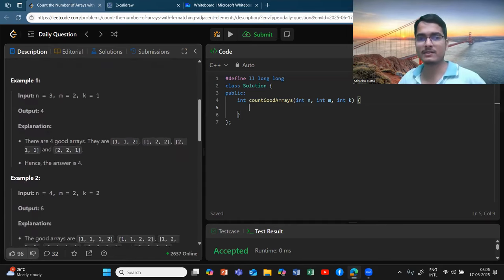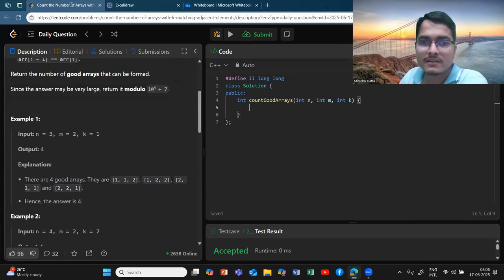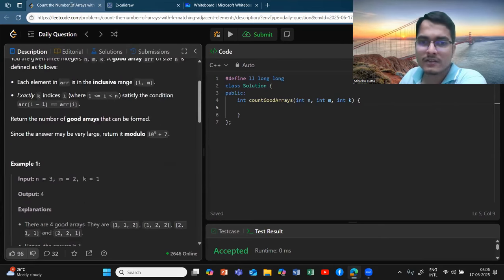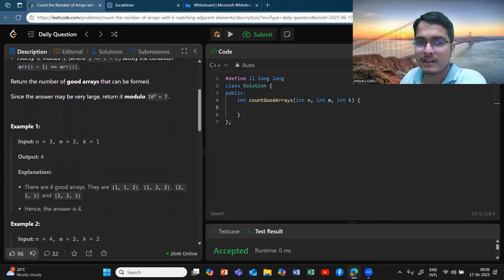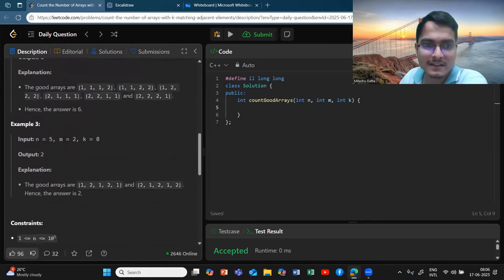We have some examples. n equal to 3, m equals to 2, k equals 1. So k equals 1 means only one place the array should have equal adjacent elements. Okay, so here 1 1 2, 1 2 2, 2 1 1 and 2 2 1. So the answer is 4. So let's see. It is actually very difficult to understand the problem by reading such small examples.